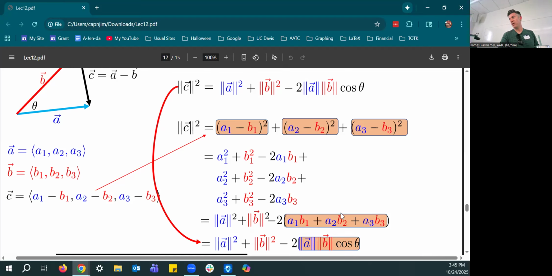But then essentially what's happening here is this part here is exactly the same as that part up there. So, oh yeah, the definition of the dot product here.